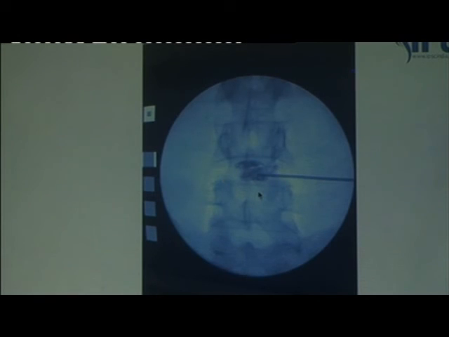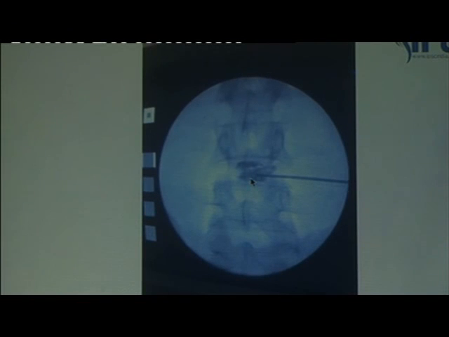I can see it spreading beautifully, but still we cannot be sure, so we have to have an AP view. In the AP view, it is spreading to both sides. We are in the nucleus pulposus. Once we are confirmed that we are in the nucleus pulposus, normally we take around 10 ml of ozone.